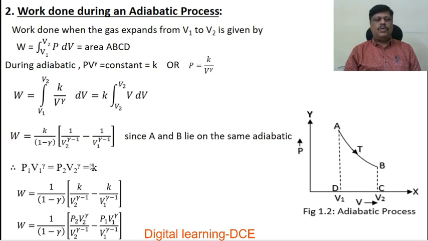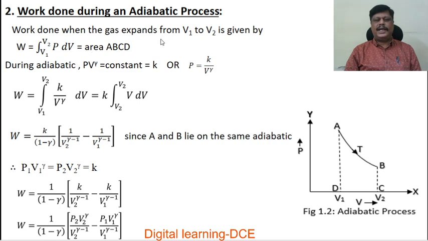Next, we will derive work done during an adiabatic process. You know that in the adiabatic process, pressure, temperature and volume all change, but heat neither enters the system nor leaves the system. The PV diagram during the adiabatic process is given by the curve AB. Once again, the area under this curve AB gives the work done during the adiabatic process.